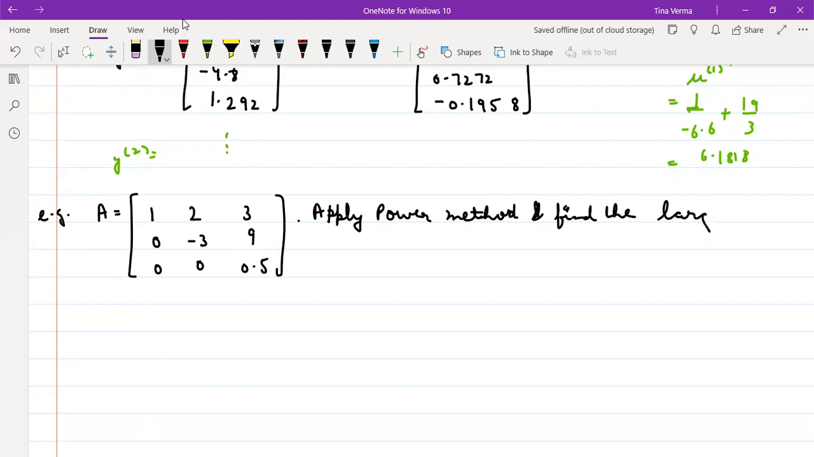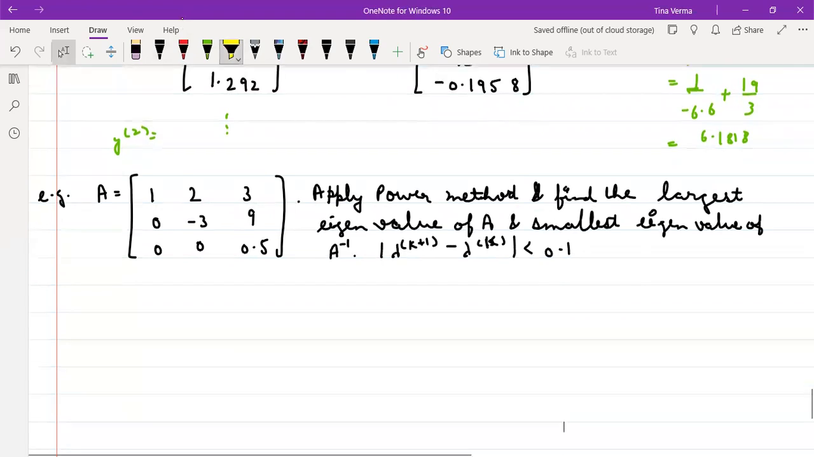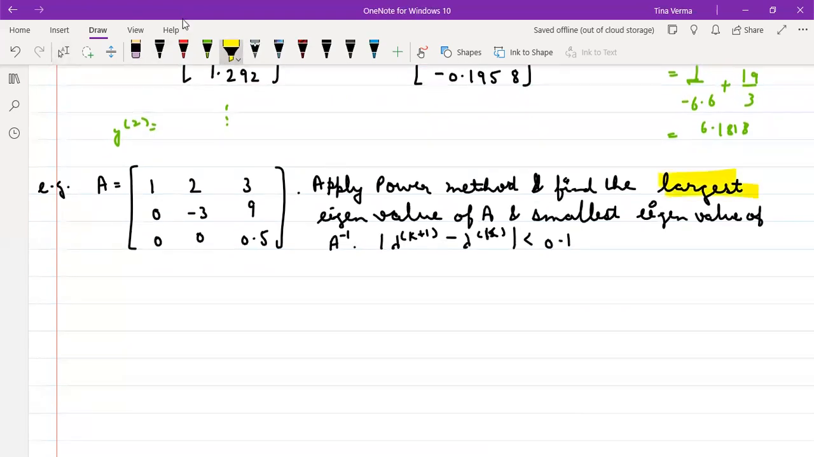and find the largest eigenvalue of A and the smallest eigenvalue of A inverse, and the stopping criterion is that you have to stop when lambda k plus 1 minus lambda k is below the tolerance level of 0.1. Until then, you have to perform the iteration. So when you start with this, notice that you have to find the largest eigenvalue of A and the smallest eigenvalue of A inverse.